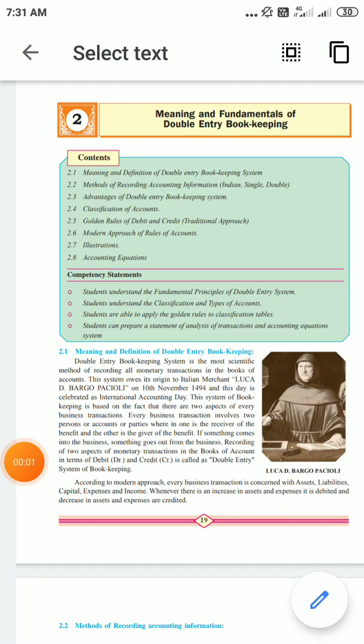Good morning, students. Today we are going to start with a new chapter, that is meaning and fundamentals of double entry bookkeeping. I hope you remember I have given you one example at the start of our academic year. That was the video on how double entry system came into existence. I have given you one instance.